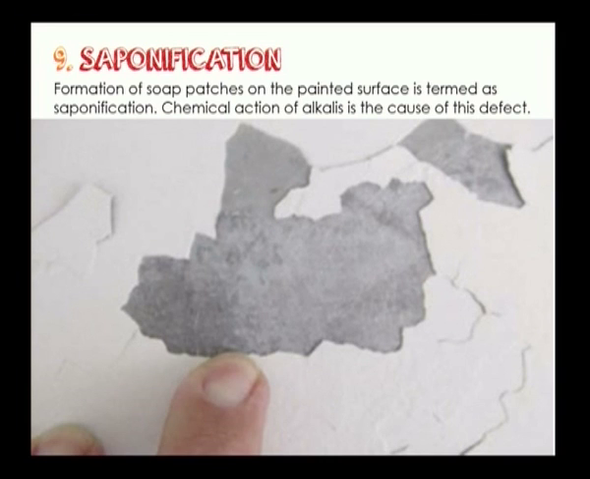Saponification. Saponification is the formation of soap patches on the painted surface, and the chemical action of alkalis is the cause of this defect. If the surface which was supposed to be painted had some trapped salts in it, when it is painted, because of the heat, the salts are released to the surface and react with the paint on the surface, and defects like saponification happen.